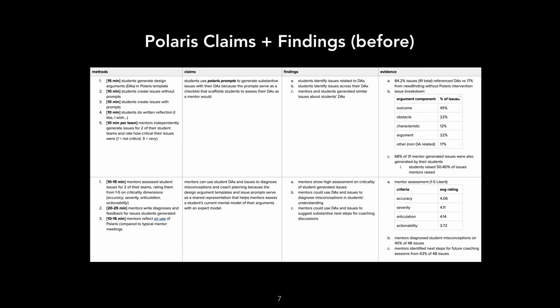The second part of the experiment was focused on, well, if Polaris is helpful in students being able to generate these issues that are important for having conversations about the next steps in the research, then to what extent are mentors able to use student design arguments to diagnose specific misconceptions that students might have about design arguments themselves or elements of their research project, and to what extent can it actually help them coach students in planning next steps.